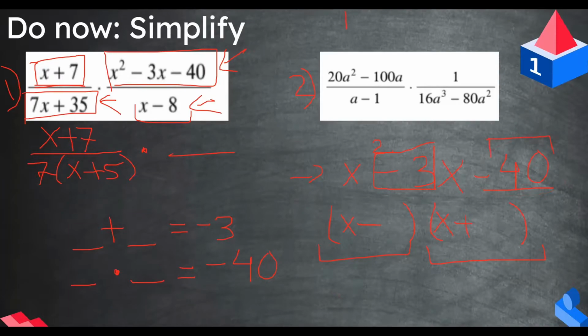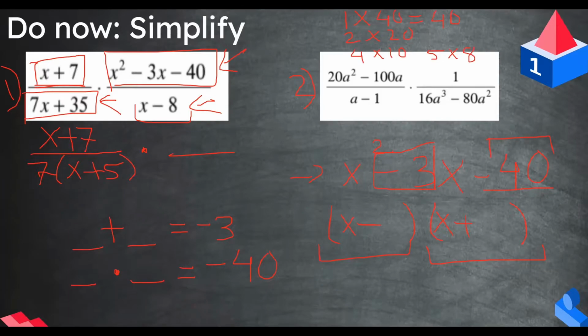So you have 1 times 40, that gives you 40. Then 2 times 20. And what else? 4 times 10. What else? 5 times 8.